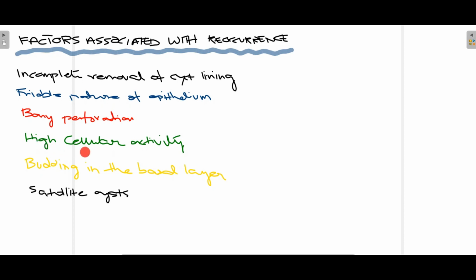Then there is high cellular activity. High cellular activity means that the tumor, or the cyst in this case, is aggressive. So when it is aggressive, there is a high chance of recurrence. Then there is budding in the basal layer and satellite cysts. These features lead to the high recurrence rate of this odontogenic keratocyst.